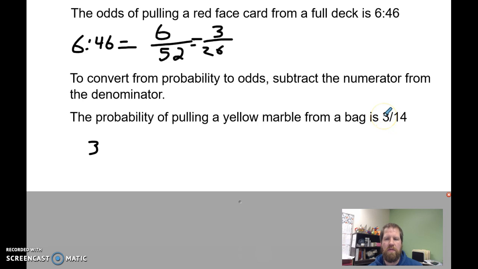the number of outcomes that I'm looking for, and then 14 minus 3 is going to be 11, and that's going to be the number of outcomes that will not satisfy the event I'm looking for. So 3 out of 14 is the same as 3 to 11. And that's it.